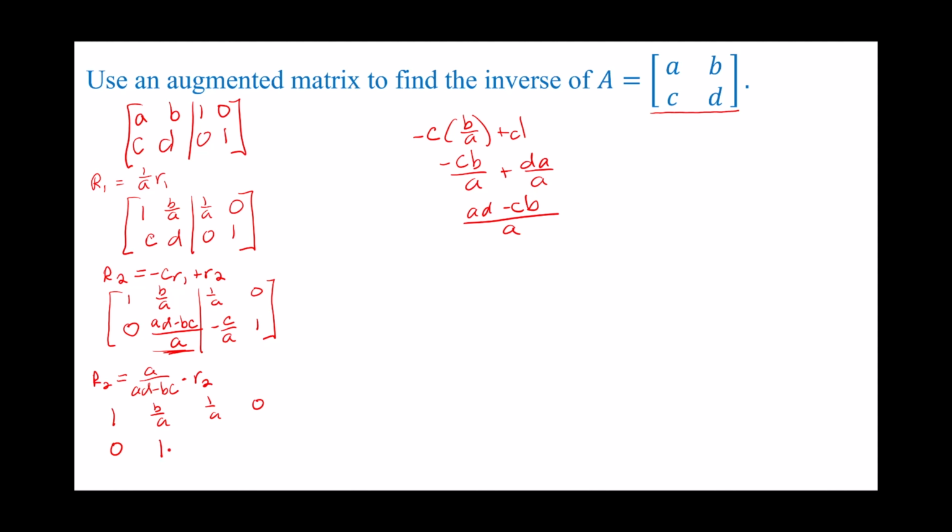So this becomes 1. If I multiply negative C over A by that reciprocal and find a common denominator, I'm going to get negative C over AD minus BC. And for this last element, I will get A over AD minus BC. The next thing I want to do is make this B over A a 0. So I'm going to say my new row 1 will be negative B over A times row 2 plus row 1. So my new row 1, my row 2 staying the same here.